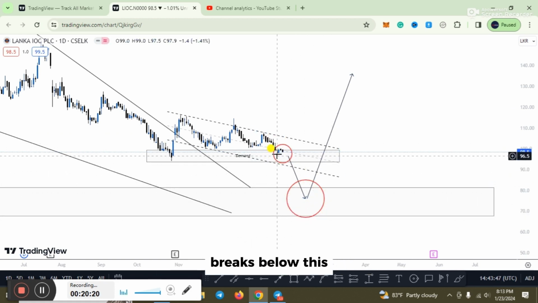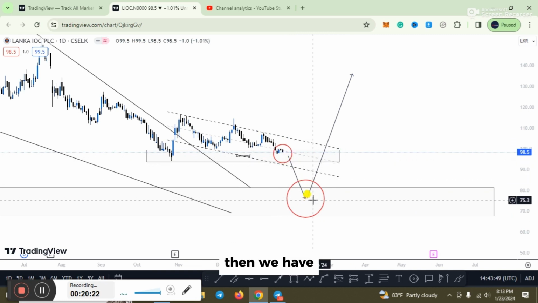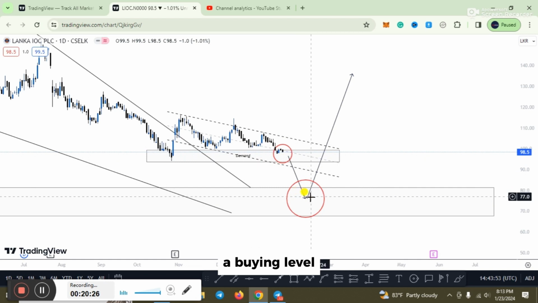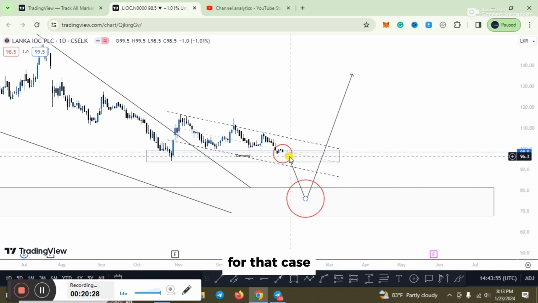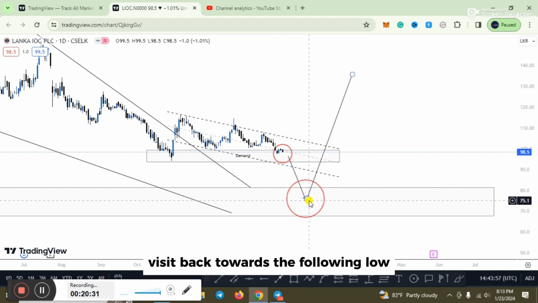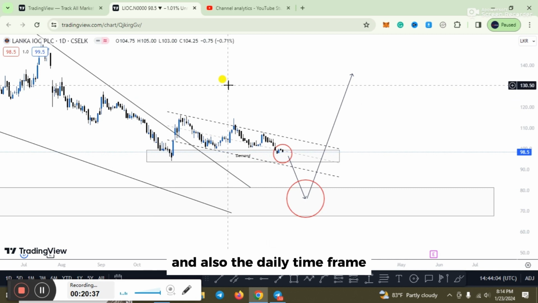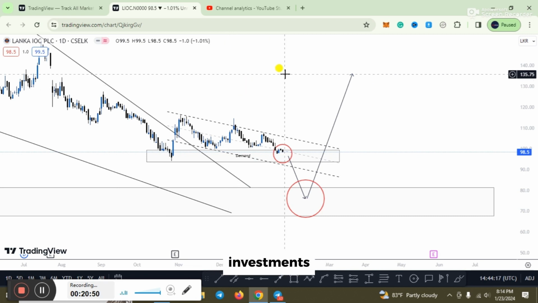Once the price breaks below this demand zone, then we have a potential of seeing a buying level. For that case, we have to first visit back towards the following low, then we have to drop down to the hourly and also the daily time frame in order to highlight and understand the market price action, and then look for valid confirmations to involve in our investments.